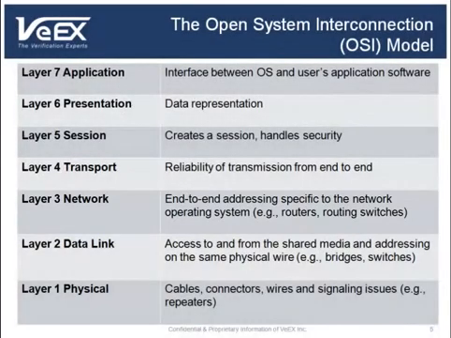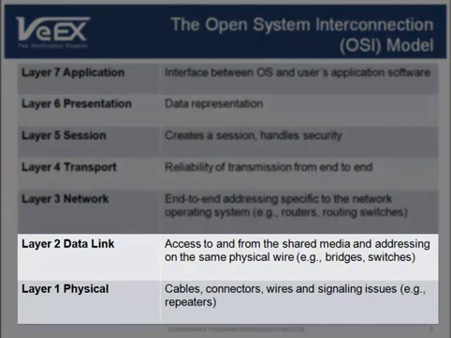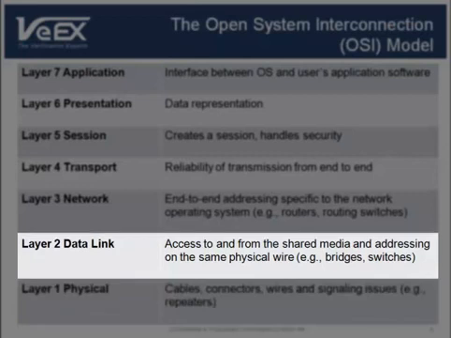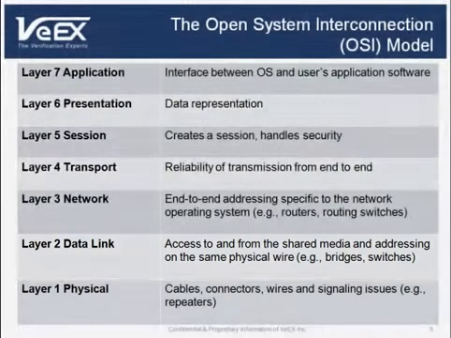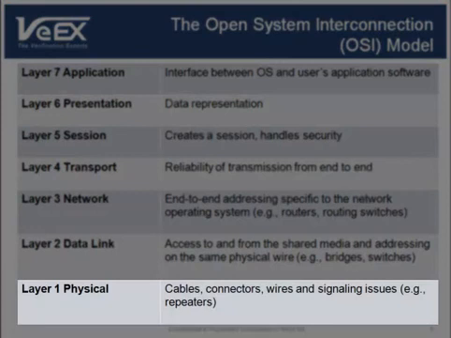The two layers that we will deal with in this presentation are the data link layer, which is the second layer, and the physical layer, which is the first layer. The data link layer gets data packets on and off the wire, and deals with error detection and correction, as well as retransmission. The physical layer is where the cable, connector, and signaling specifications are defined.